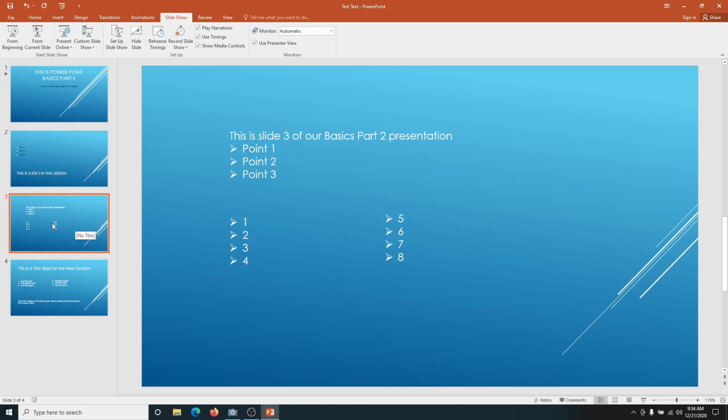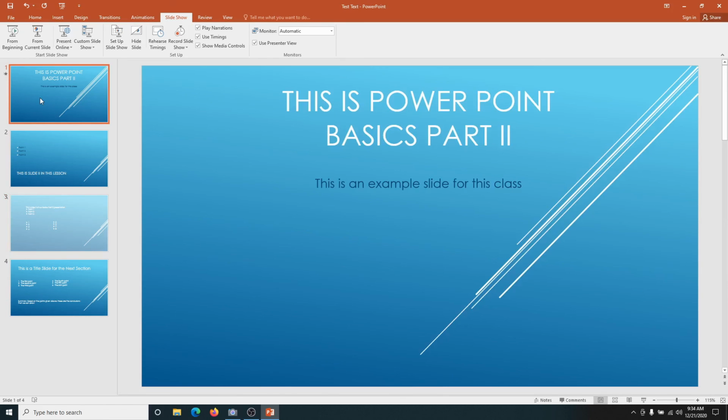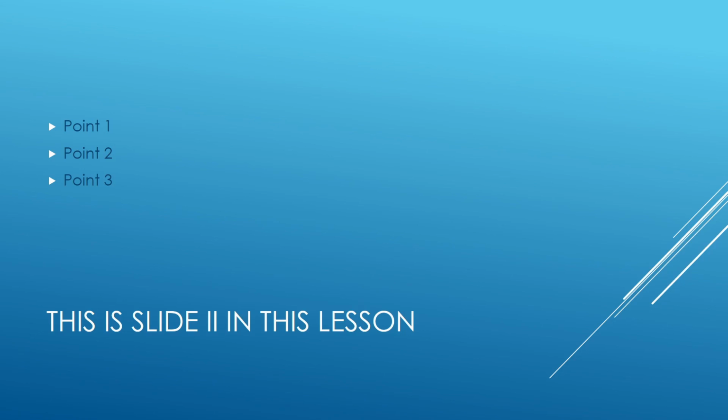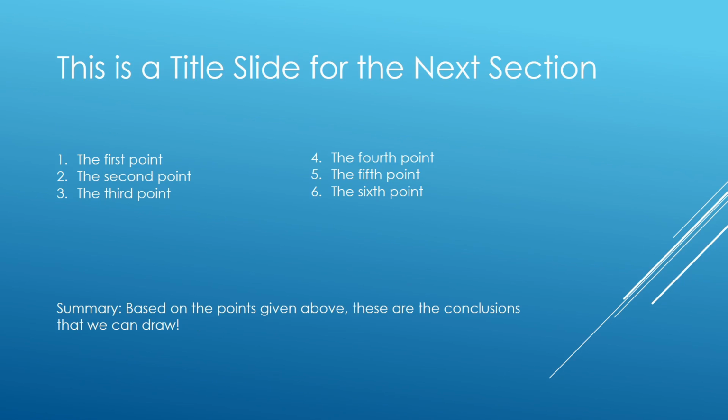So maybe presentation 1 doesn't need these points. So I can highlight it here. I can hide that slide. You can see the slash on the number 3 on the left hand side here. So when I play the slideshow, it will simply click past that slide. So there's slide 1, slide 2, it will skip slide 3, and move on to slide 4.